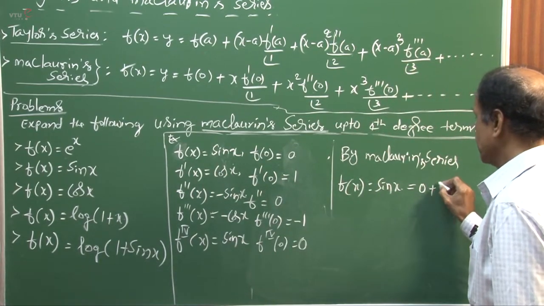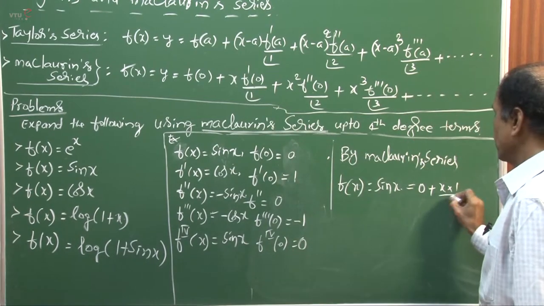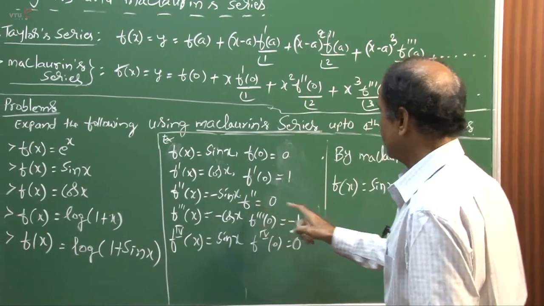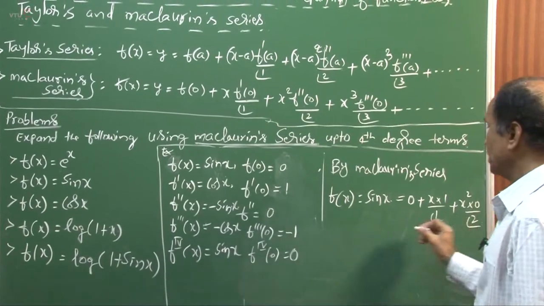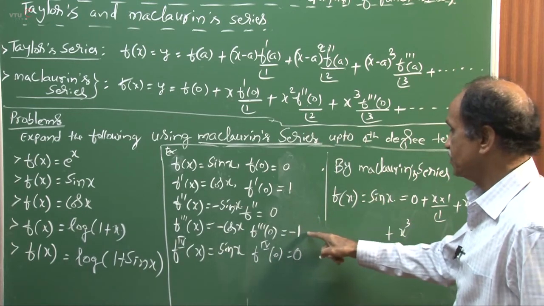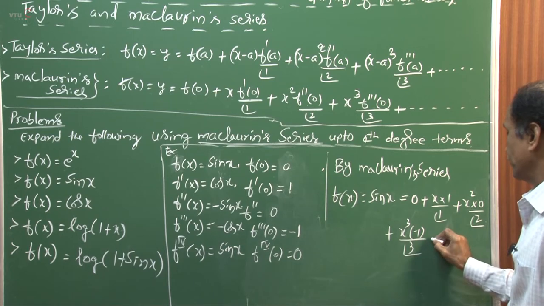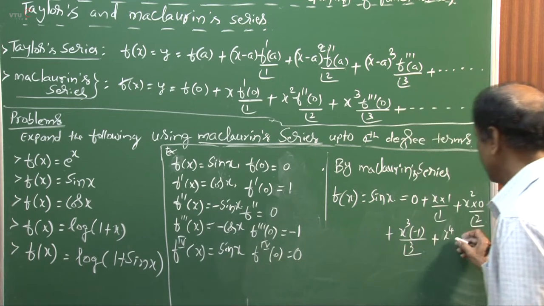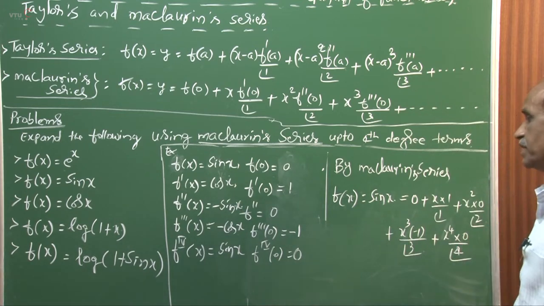0 plus x into f dash of 0, that is 1 by 1 factorial, plus f double dash 0, that is 0, that is x square into 0 by 2 factorial, and plus of, that is x cube, and f triple dash 0, this is minus 1 by 3 factorial, and x to the power of 4, fourth order derivative is 0, that is multiplied by 0. This is 4 factorial in the denominator.